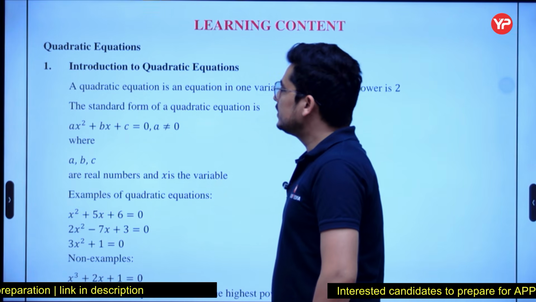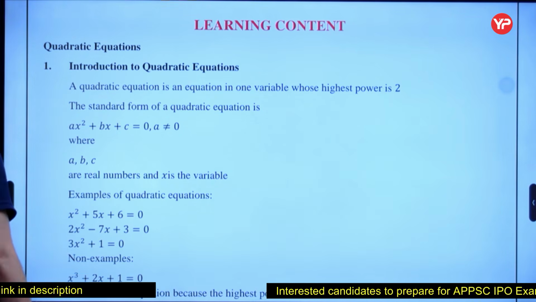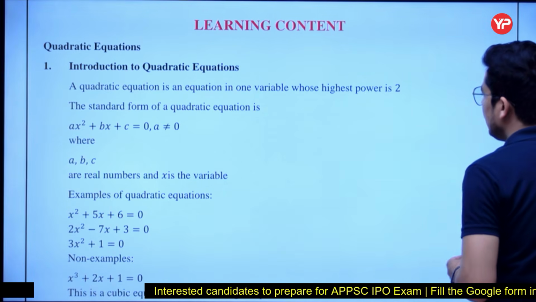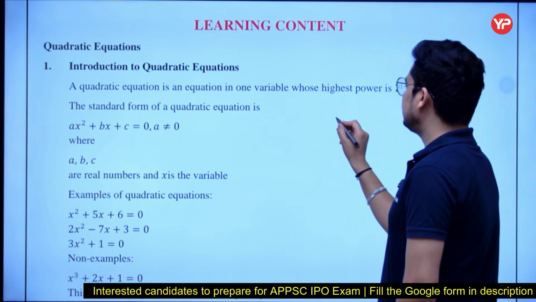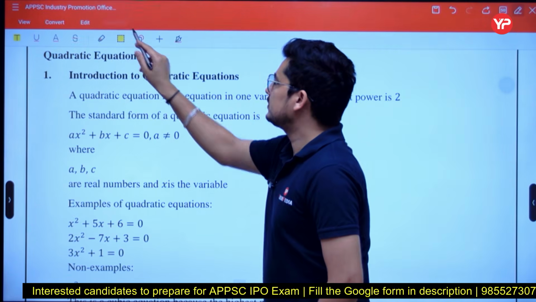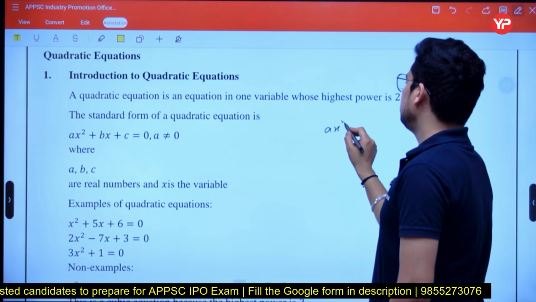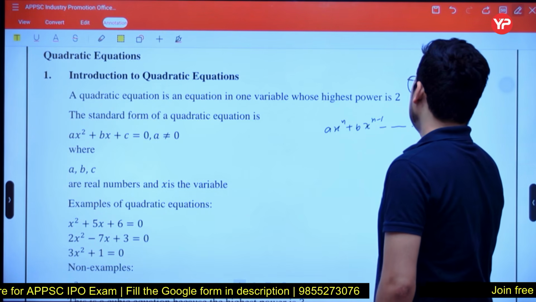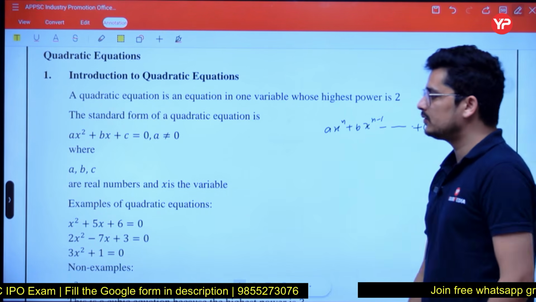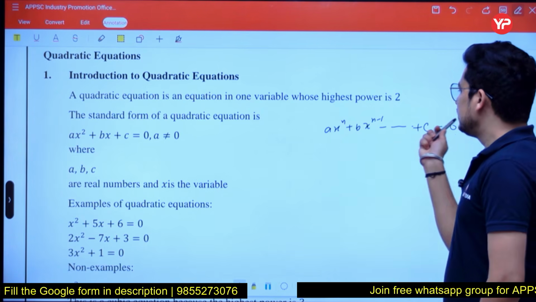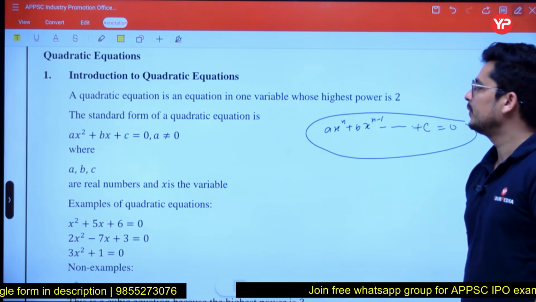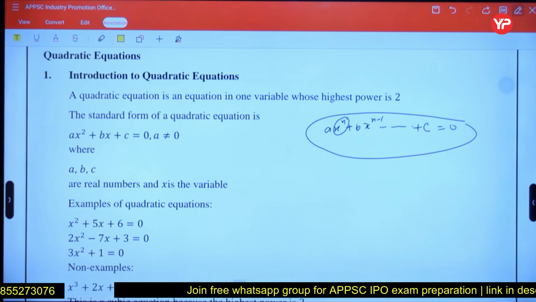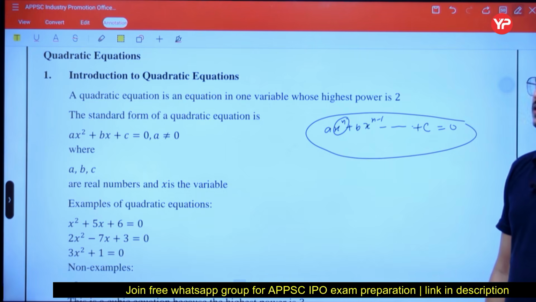First thing, what is the introduction to quadratic equations? What is a quadratic equation? Generally, if I write an algebraic equation in the form of a x to the power n, plus b x to the power n minus 1, like that, plus c is equal to 0, in this form, this is called a polynomial equation, right? And the highest power of x represents its degree.